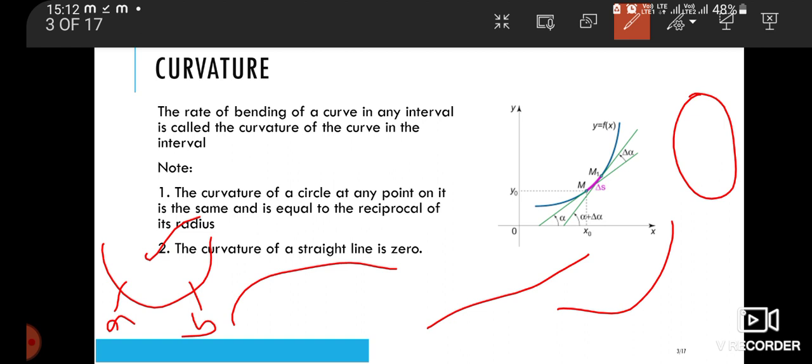The curvature of a circle at any point. Suppose we are considering a perfect circle, any interval, all intervals should be the same, and it is equal to the reciprocal of its radius. The curvature of a straight line is 0. Why? We don't have any bending. In any interval we don't have any bending, so the curvature is 0.